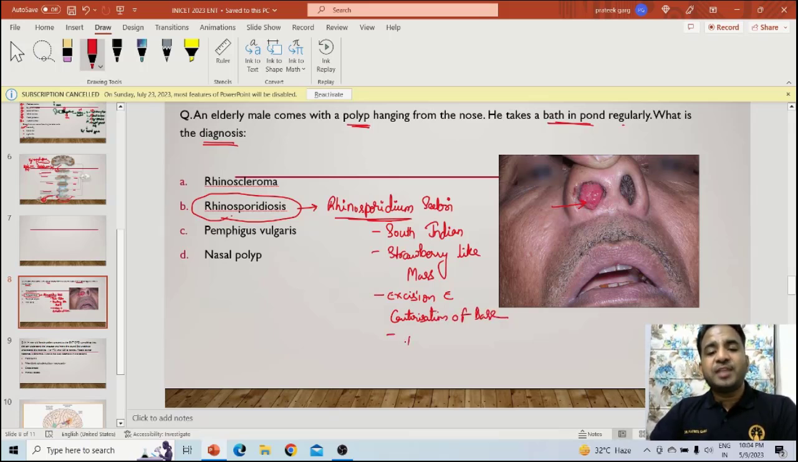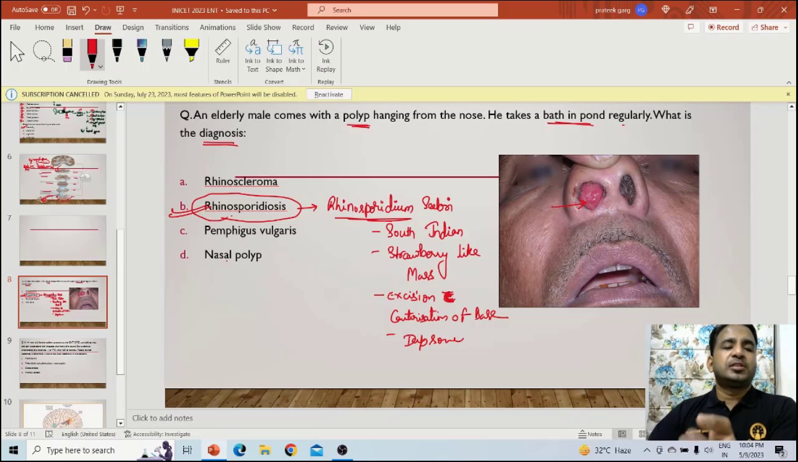Any drug which can be used here is dapsone. Dapsone can be used, but the mainstay of treatment is excision of the polyp with cauterization of the base. The appearance is a strawberry-like mass with whitish dots over the structure. So this is a typical picture of rhinosporidiosis, which is the correct answer.